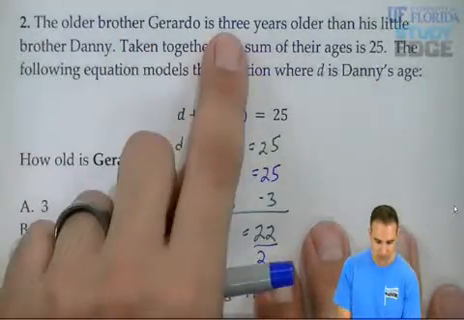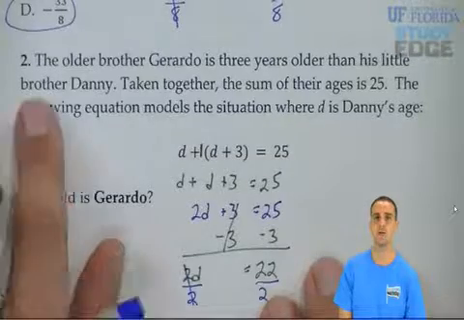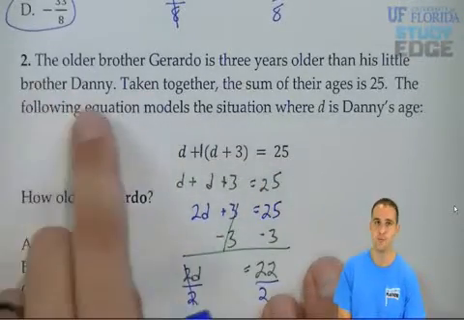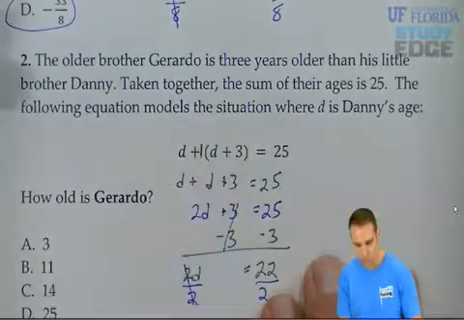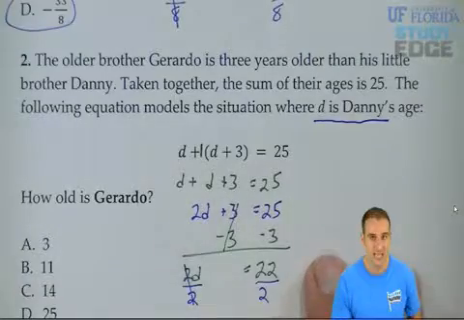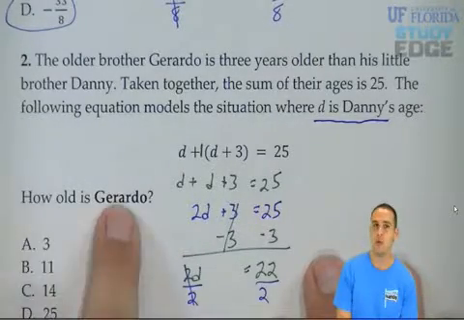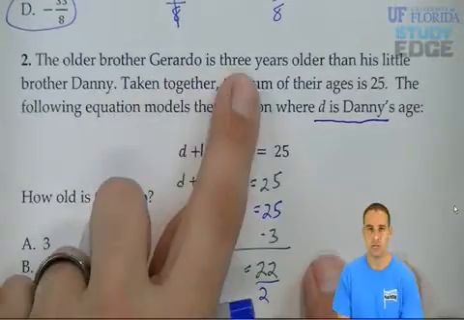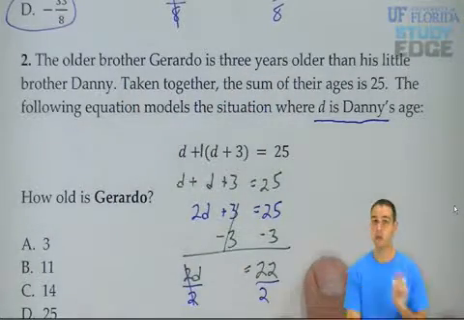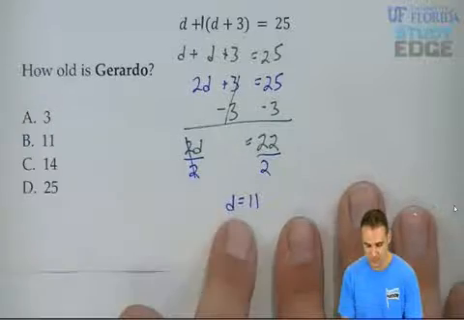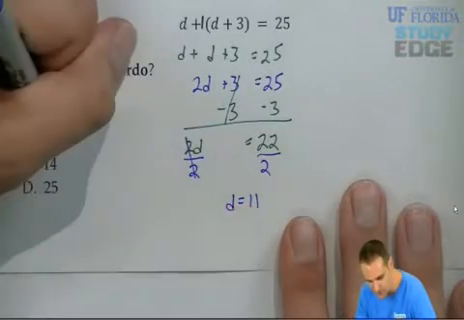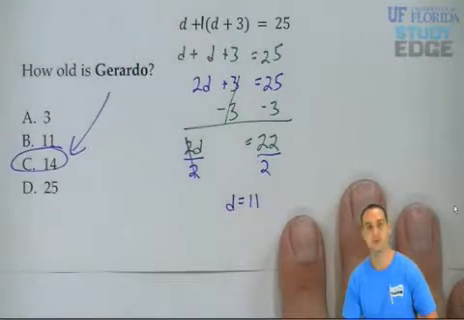The older brother, Gerardo, is 3 years older than his little brother, Danny. Taken together, their sum is 25. The following equation models a situation where D is Danny's age. You found Danny's age. D is Danny. But they wanted Gerardo, who is 3 years older. So if it's 3 years older, what does that mean? You take the answer and you add 3 to it. So 11 plus 3 gives you 14, which is Gerardo's age.